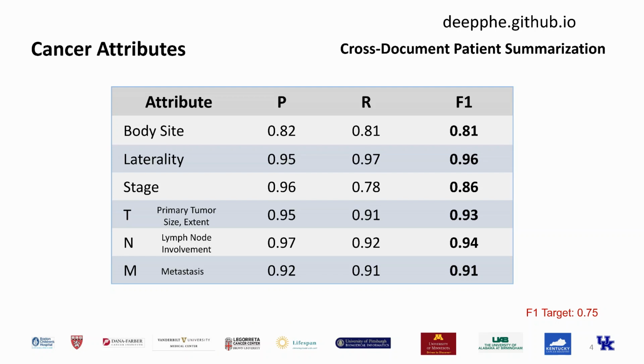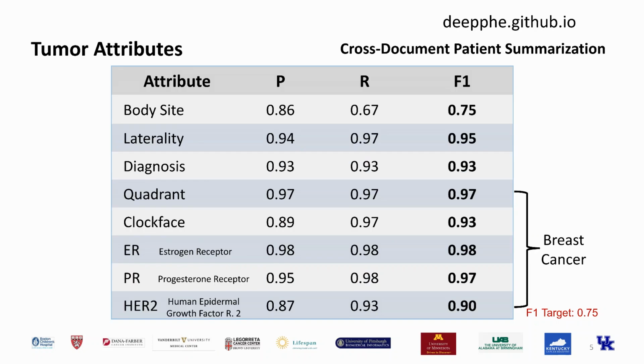DeepPhe identifies cancers and tumors. This table displays scores of the primary cancer attributes: body site and laterality, summary stage, and TNM staging. This table displays scores of the primary tumor attributes, body site and laterality, and diagnosis. Some cancers have additional tumor attributes, such as the bottom five for breast cancer. All of the cancer and tumor scores apply to cross-document summarization.